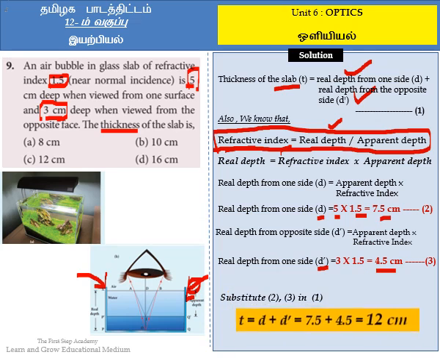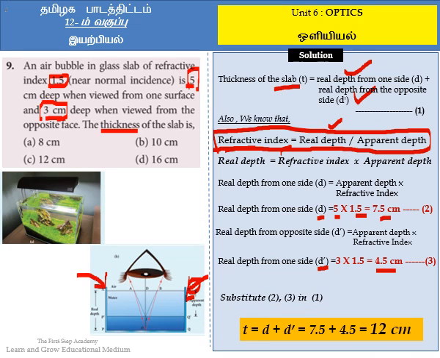T is equal to D plus D dash, where D is 7.5 and D dash is 4.5. By substituting this, 7.5 plus 4.5 is equal to 12 centimeter. So the thickness of the slab is 12 centimeter, that we obtained. So the answer for this question is option C, 12 centimeter.